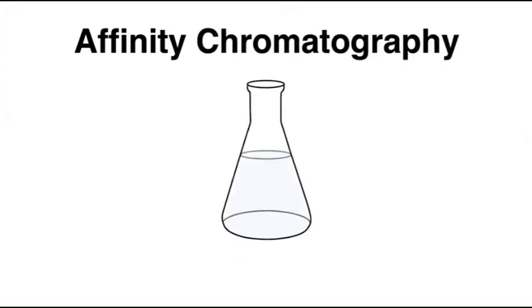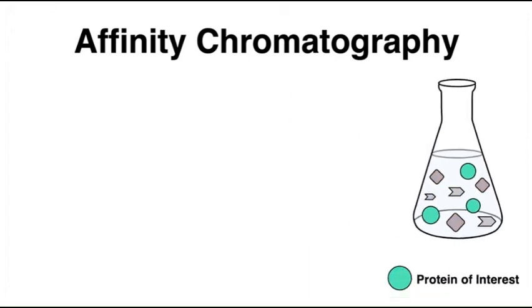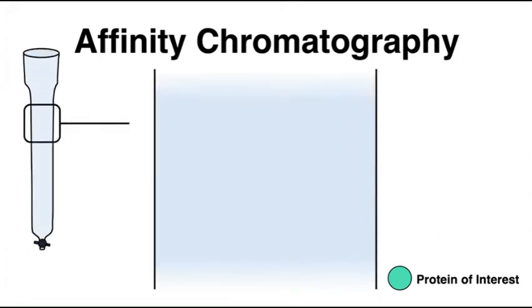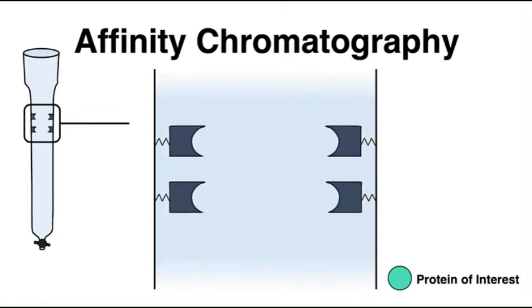In this example, the solution contains different proteins, but only the green one is the protein to be isolated, the protein of interest. It is important to know a strong interaction partner of this specific molecule. If the protein of interest is a ligand, the respective receptor has to be used to catch the target protein.